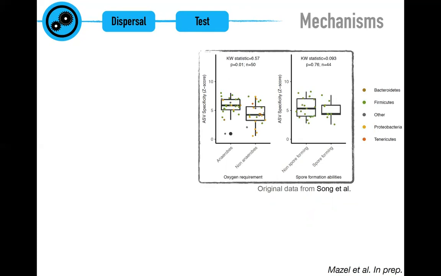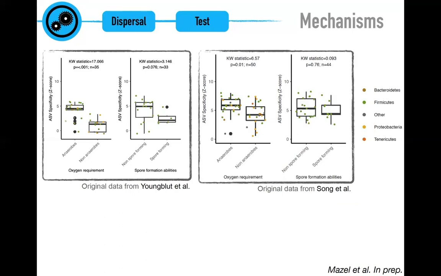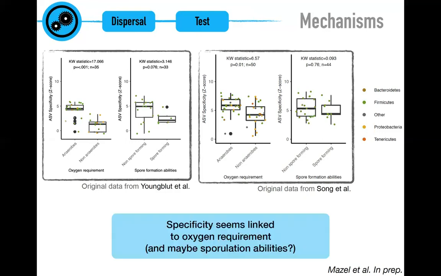But that's using one particular data set. If I use another data set that is more resolved, with more resolution on the microbial species, I actually see again an effect of oxygen tolerance, but also a slight effect of sporulation ability. So microbes that are able to form spores are actually less specific than the others. So maybe there is a trend there. So in conclusion, the specificity I observed seems linked to oxygen requirement and, to an extent, sporulation ability, which might be due to an effect of this dispersal limitation.